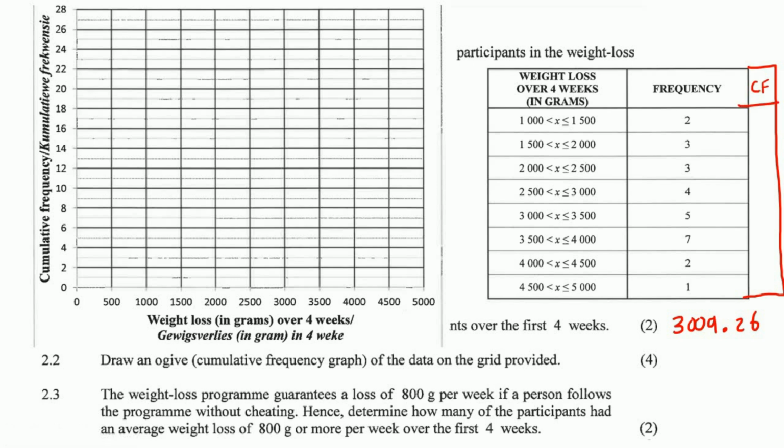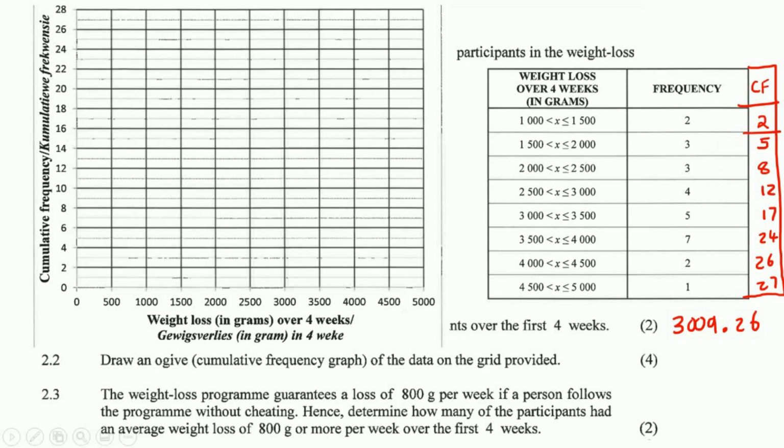So the first row is always the same, so that's 2. But then you plus, so 2 plus 3 is 5. 5 plus 3 is 8. 8 plus 4 is 12. 12 plus 5, 17. 24, 26, 27. And there are 27 people, so that makes sense.